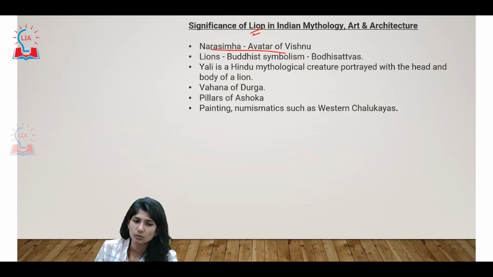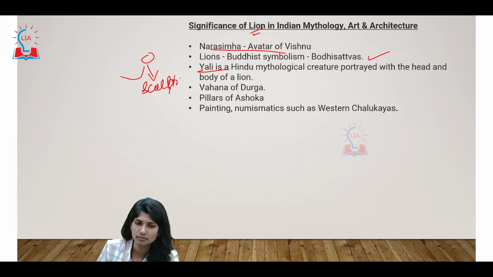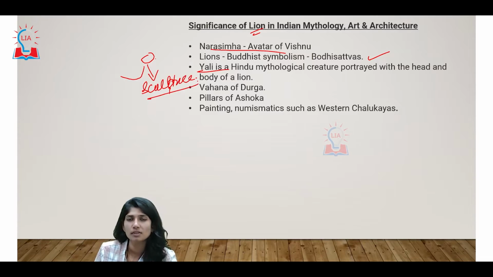The lion's importance in Buddhism symbolizes bodhisattvas. Yali is nothing but a Hindu mythological creature. You would have observed this in multiple temples if you have seen. It has a lion's body and a lion's face. This will be seen as a sculpture in many of the Hindu deity temples.